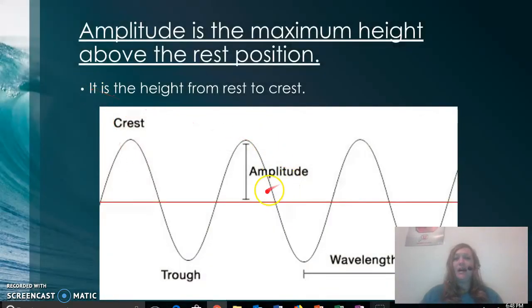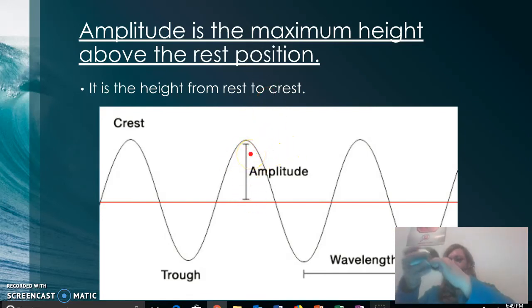Amplitude is the maximum height above the rest position. So this one's an easy one to remember. You sleep all night and you go to rest. When you get up in the morning, you better brush with crest, right? You need to brush your teeth when you get up in the morning. So you guys can always remember, every morning when you get up, you're going to go from rest to crest. So amplitude is rest to crest.